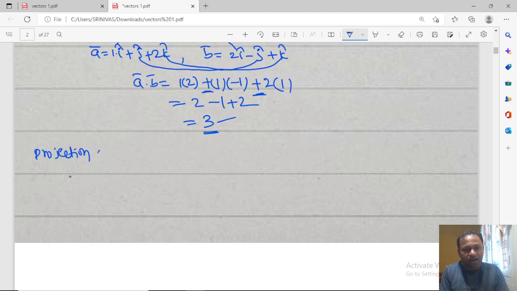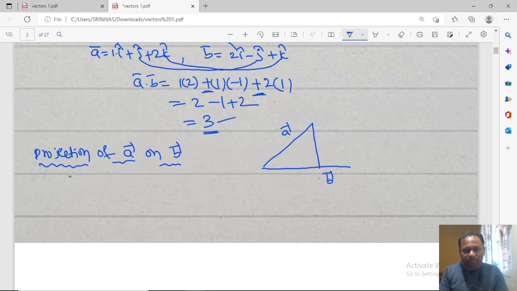Projection of a vector on another vector. Suppose this is A bar and this is B bar. Then the projection of A bar on the vector B bar will be A bar dot B bar by mod B bar.